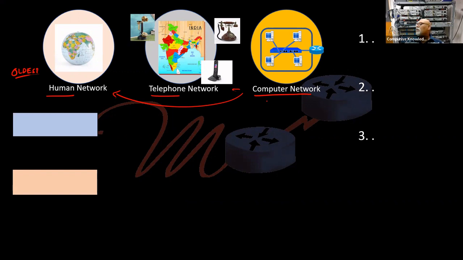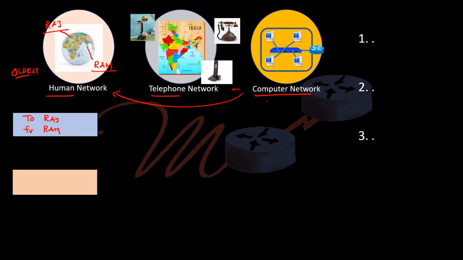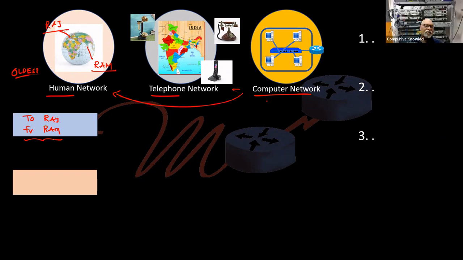So if you see, for example, there is one Mr. Ram here in India. Imagine his friend Raj went to US. Now Ram wants to write a letter to Raj, let's say, in pre-email days. So now if he writes just "to Raj" and "from Ram", will this letter go to US? No, sir. Because there is no address here.